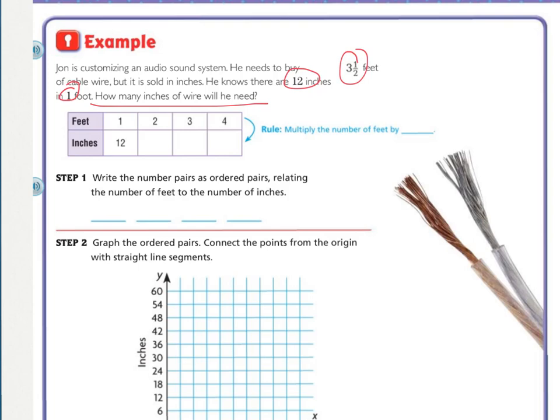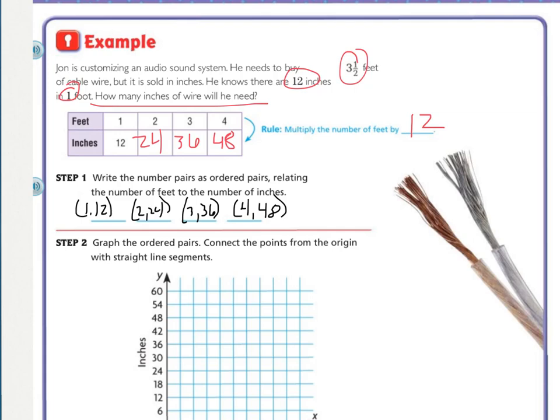So you should have underlined how many inches of wire will he need, and then 12 inches is 1 foot, and how many does he actually need? The 3.5 feet. So the first step is to fill in the table and then write your numbered pairs as ordered pairs. Press pause while you do that.